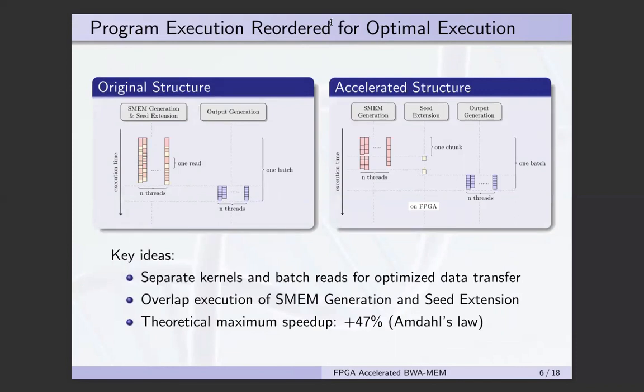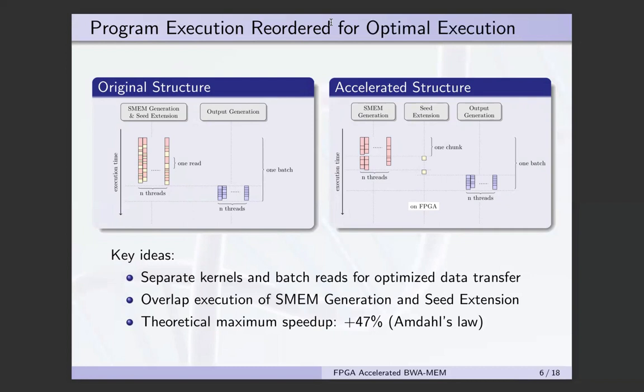In order to be able to accelerate these functions, we would like to have an unbroken long stretch of compute that we can perform on the FPGA. Therefore, we reformat the algorithm a little bit to create 3 distinct steps or stages. The first step would be totally dedicated for SMEM generation that runs in parallel on multiple threads.